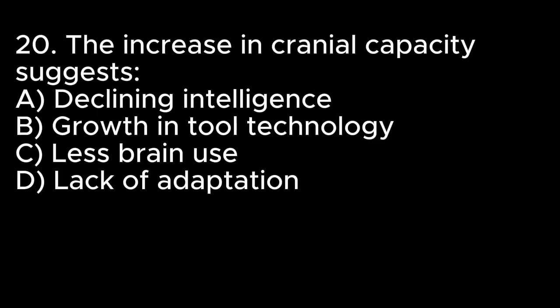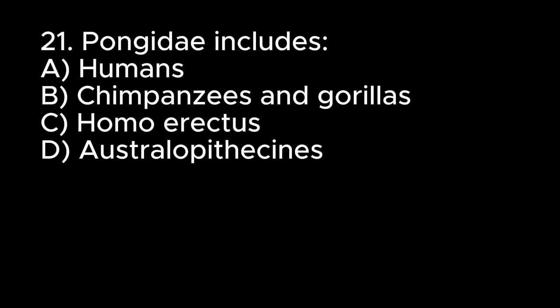20. The increase in cranial capacity suggests A. Declining intelligence. B. Growth in tool technology. C. Less brain use. D. Lack of adaptation. Answer: B. Bigger brains support better tools and skills. 21. Pongody includes A. Humans. B. Chimpanzees and gorillas. C. Homo erectus. D. Australopithecines. Answer: B. Pongody refers to great apes.